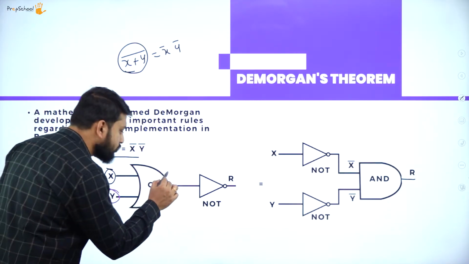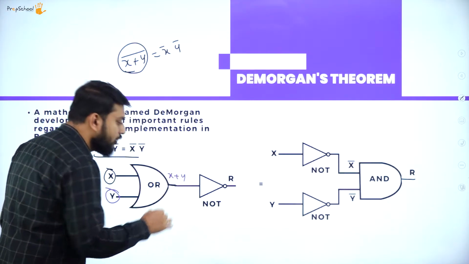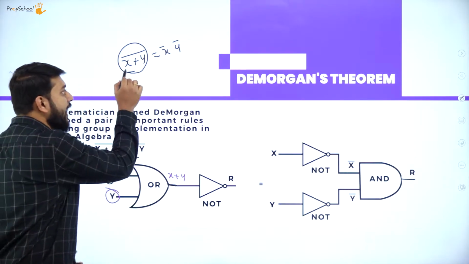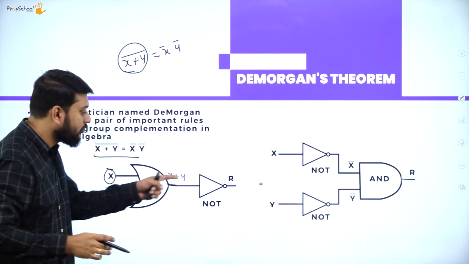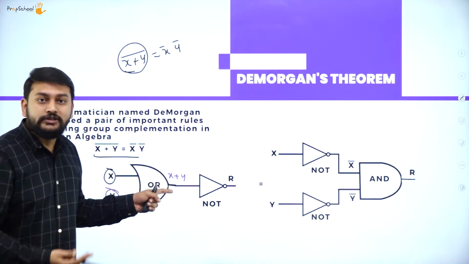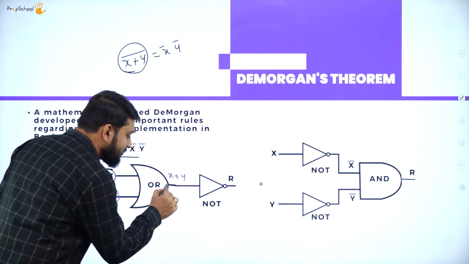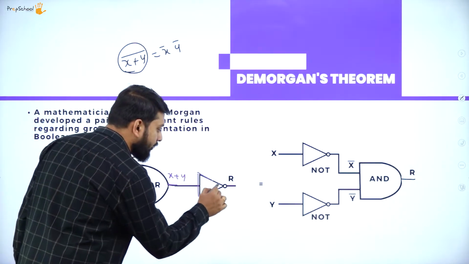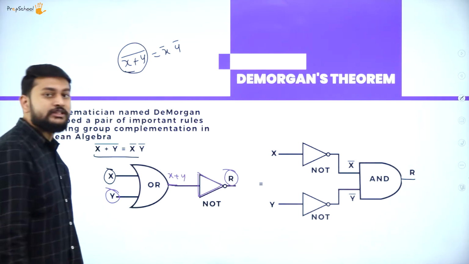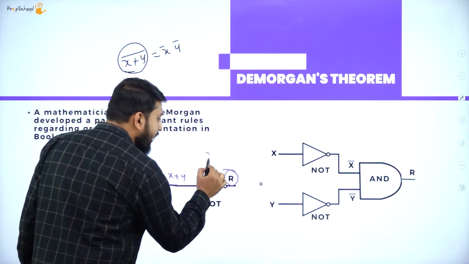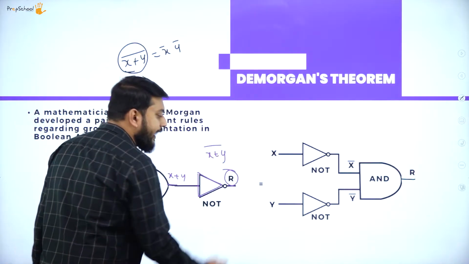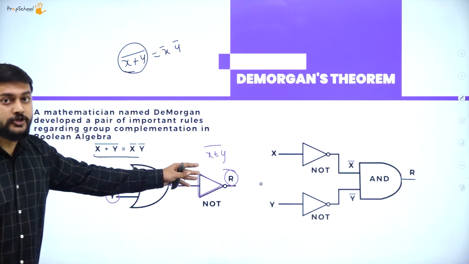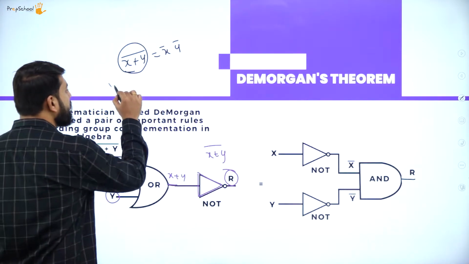So what will be the output? I will get x plus y. Fine, but what do I need? I need x plus y whole dash, the complement of this. So I have to pass this output as an input for a NOT gate. Please understand, this R is equal to x plus y whole dash. This R is equal to x plus y whole dash. So fine, I'm done with this part.